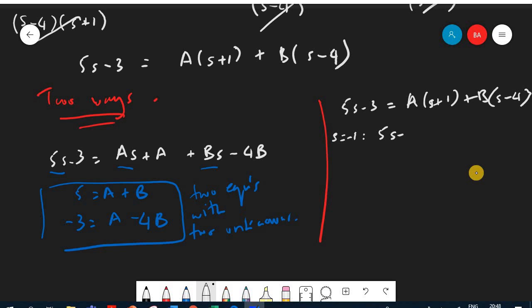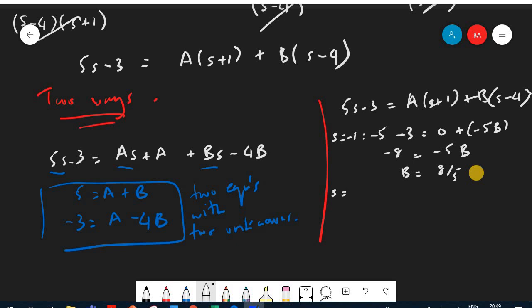It will be 5s minus 3 is equal to, this term is going to be 0, plus here if I substitute, as I said, minus 1, this will be minus 5b, right? And of course I said minus 1, so this 5s minus 3 will be 5 into minus 1, which is minus 5, minus 3. And that will be minus 8 is equal to minus 5b. And then b is equal to 8 over 5. You can see how simple that was to solve.